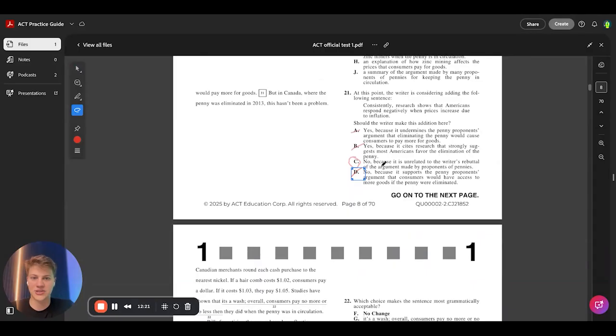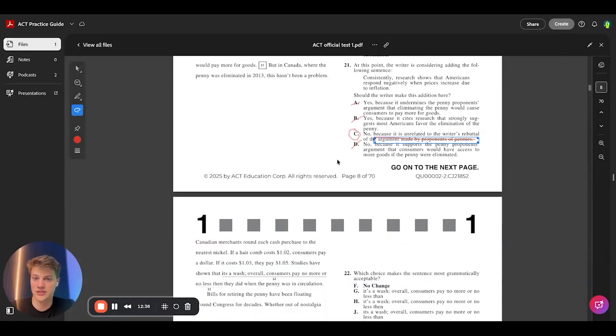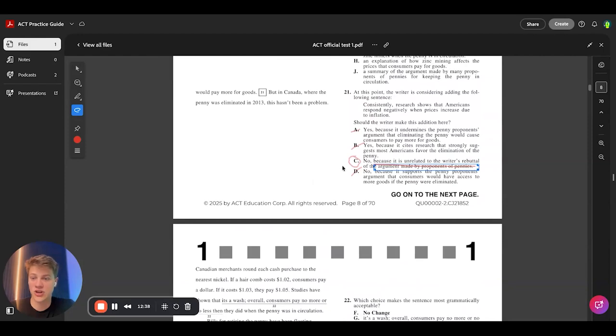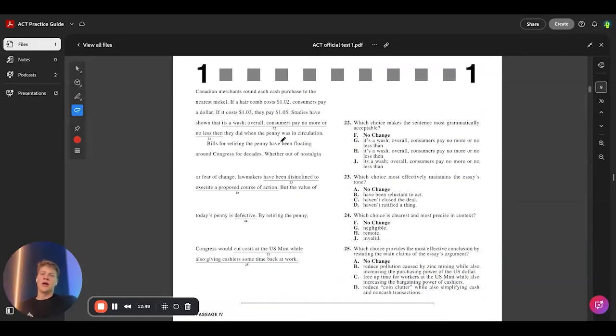And we can always answer these questions by just reading the second half where it says, because it is unrelated to the writer's rebuttal of the argument made by proponents of pennies. That is clearly true. That is the best, excellent explanation for this question. So the answer choice must be C. I didn't know whether the answer would be yes or no going into this question, but because I read the explanations for why it should be yes or no, then I was able to get it right.